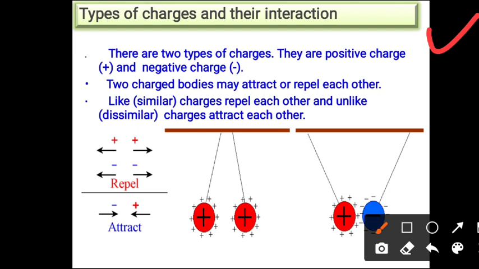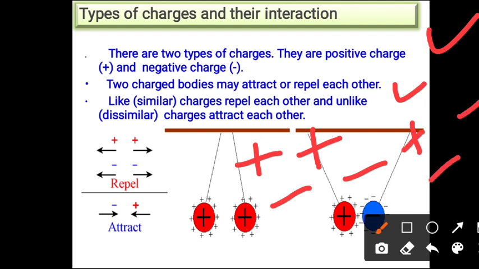Two charged bodies may attract or repel each other. Basically what happens, a positive charge and a positive charge, or a negative charge and a negative charge, when they come in contact with each other, they always repel each other. It means like charges always repel each other. If we talk about a positive charge and a negative charge, they always attract each other. So one thing you have to keep in mind, like charges always repel each other, and unlike charges always attract each other.